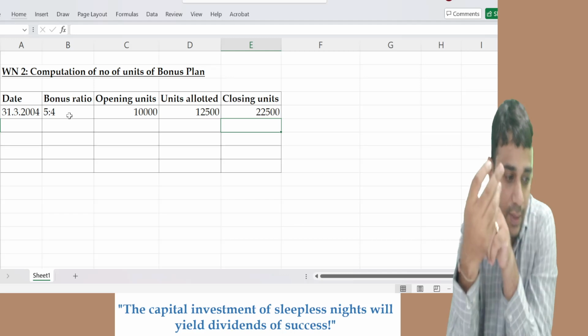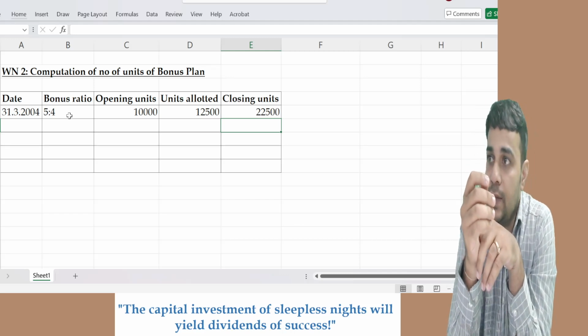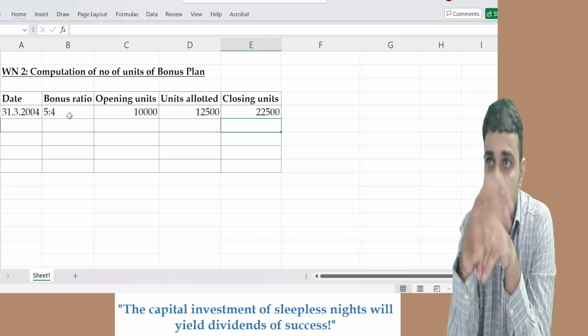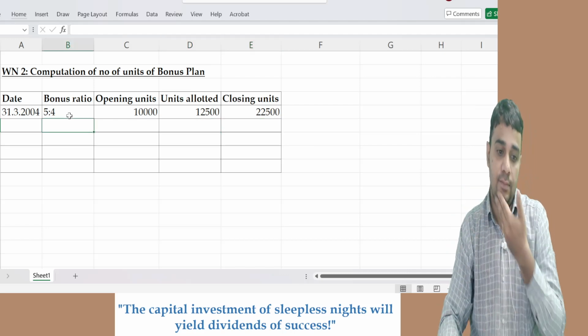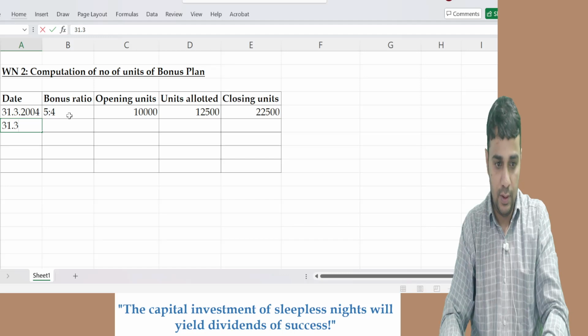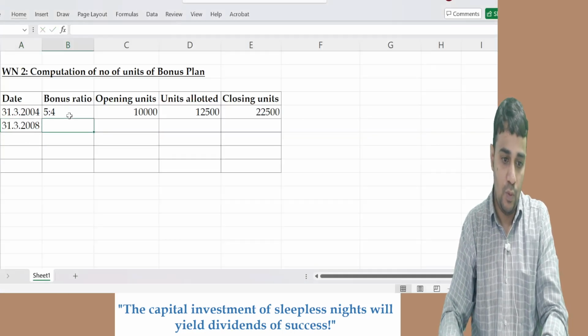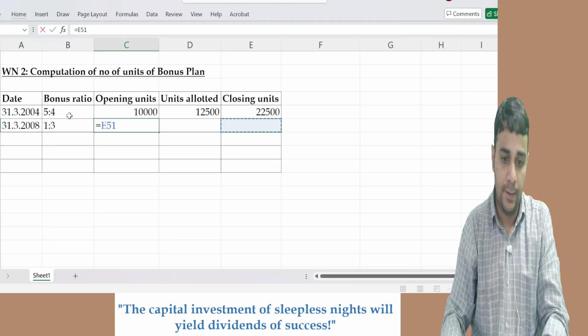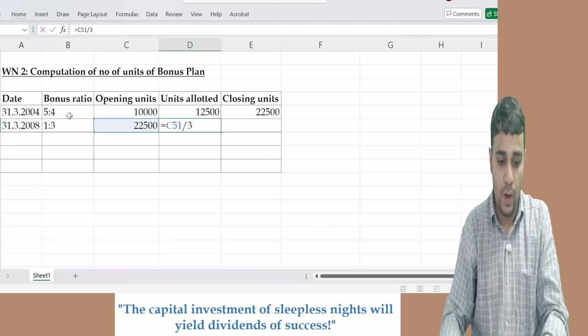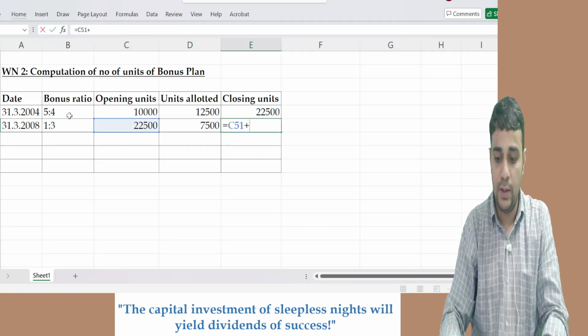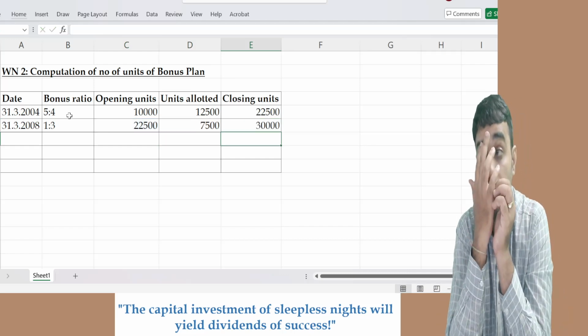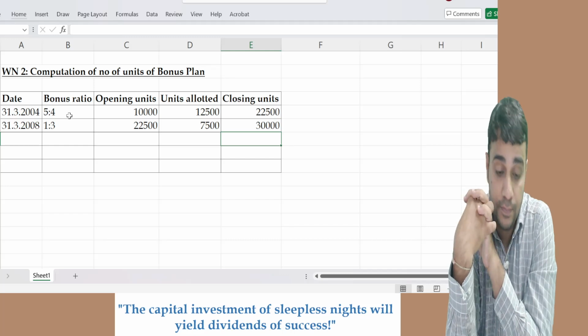Next bonus, let's close it. It is not taking much time, so I'll close this fully. Another date, another bonus, closing units. What's the next date? 31 March 2008. What is the ratio? We start with 22,500, 1 by 3, and end with 30,000.